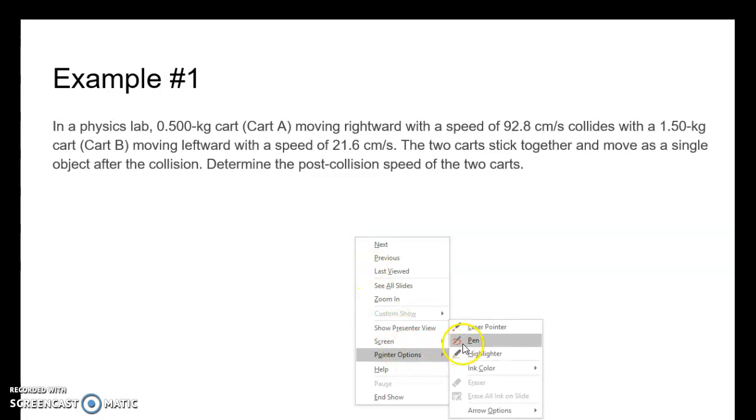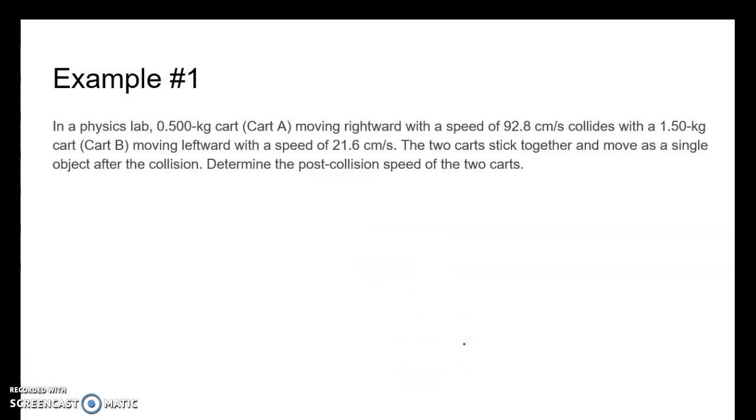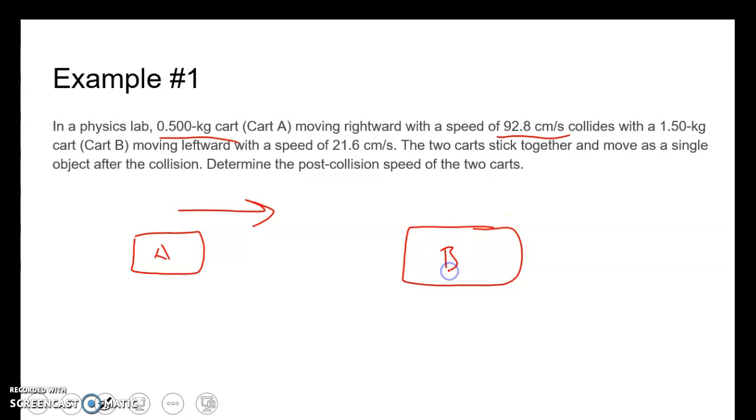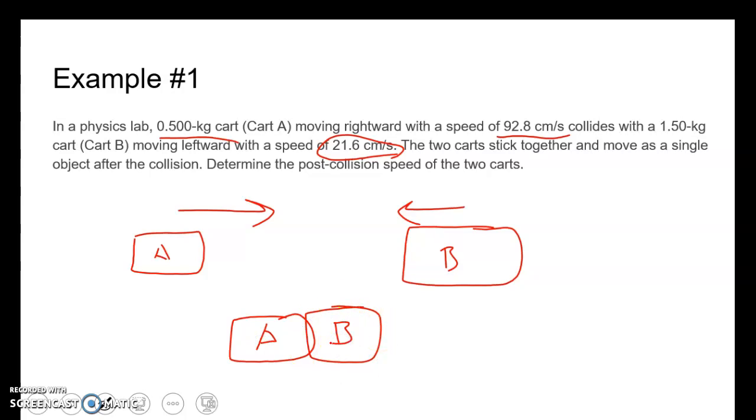First example, we have two carts in lab, and one cart is moving to the right with a mass of 0.5 with the speed of 92.8. So cart A is going this way. It then collides with another cart, cart B, which is traveling to the left. It has a little more mass, but not going as fast. But then they collide and they stick together. And so the question is not only how fast they're going to be going, but in which direction, right? Are they going to be going the negative direction or positive direction? And the math will lead us there. And so this is how we face that type of problem.